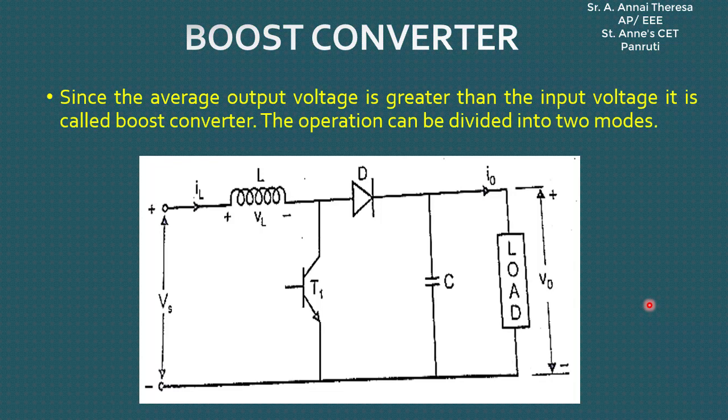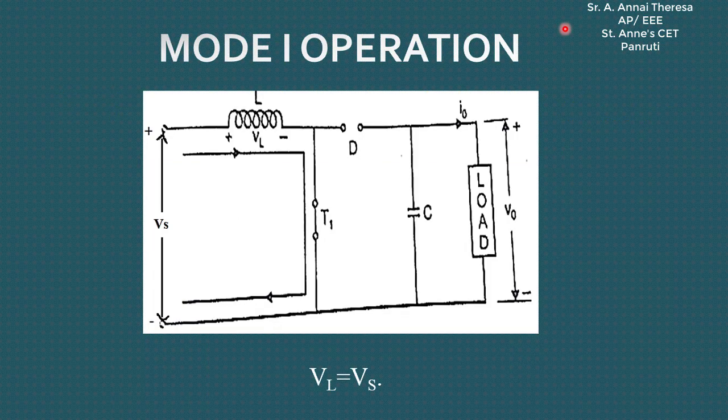In this power electronics session, we are going to see the next type, that is the second type of switched mode regulator, the boost converter. From the name itself, we can say that boosting means the output voltage will be greater than the input voltage. If the average output voltage is greater than the input voltage, then that type of converter is called a boost converter. Here also, as in the case of the buck converter, the operation can be divided into two modes.